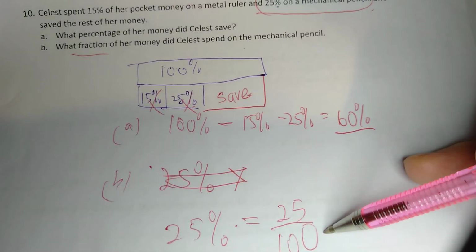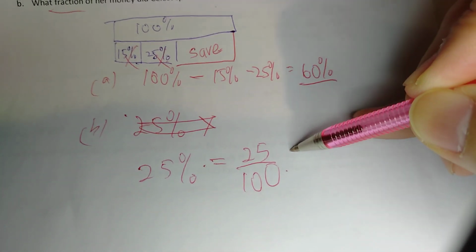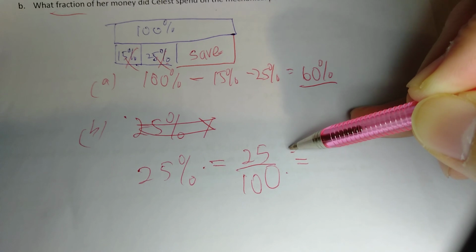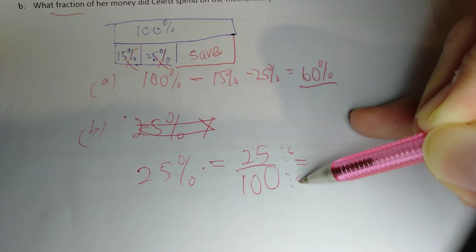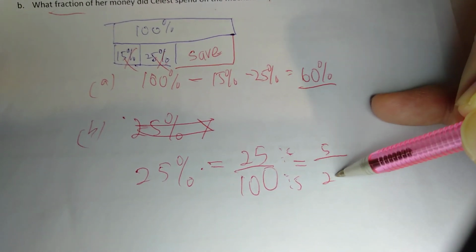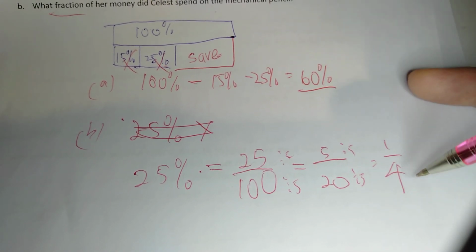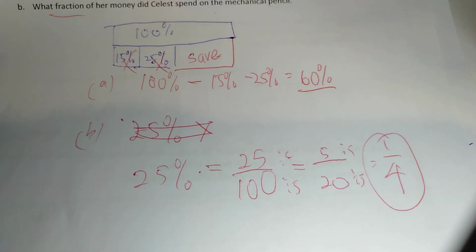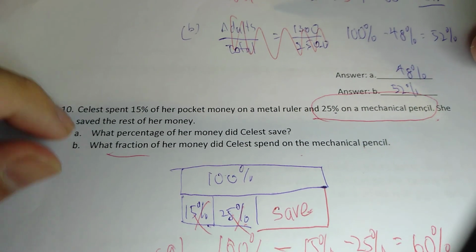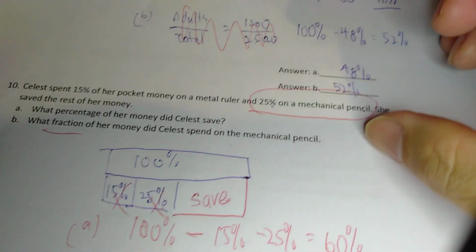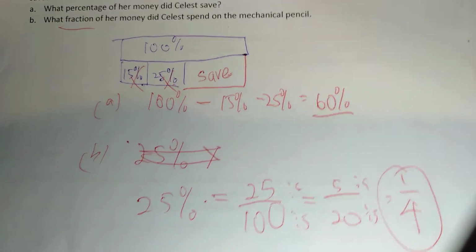Of course, this is not in the simplest form. You always want to change your fraction to a simplest form. I divide by 5. I get 5 over 20. Divide by 5. I'll get 1/4. And this is the answer. Fraction of the money that was spent on mechanical pencil. It is 1/4.